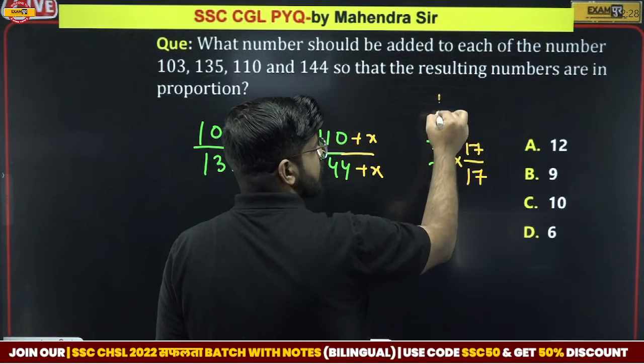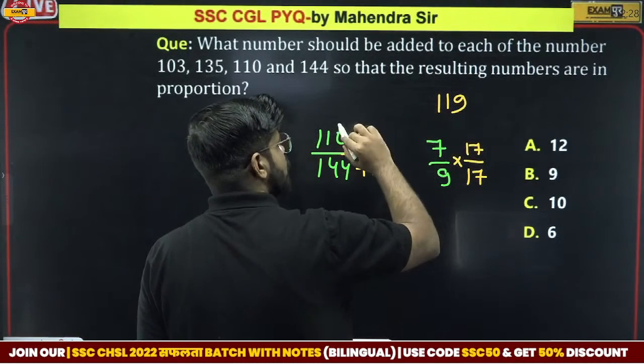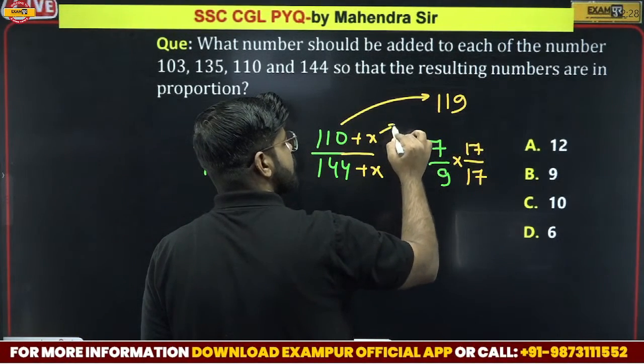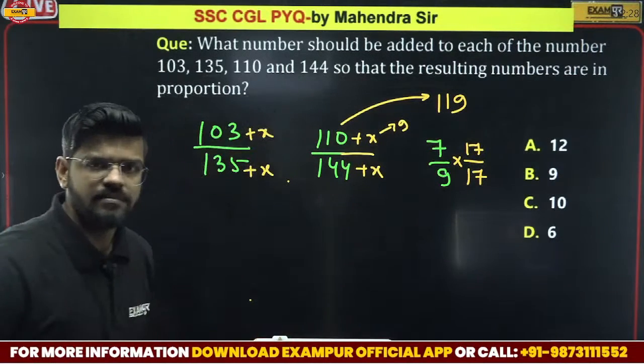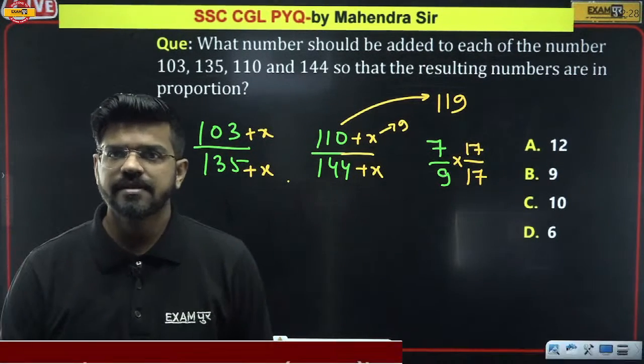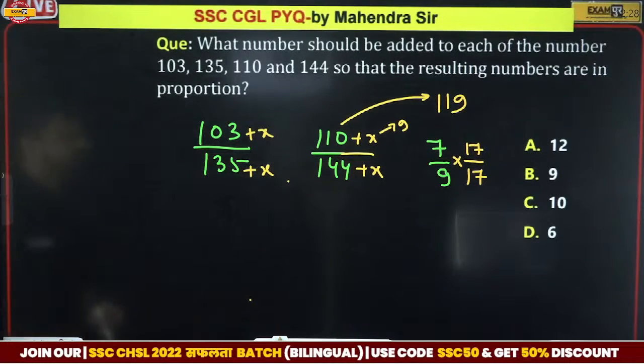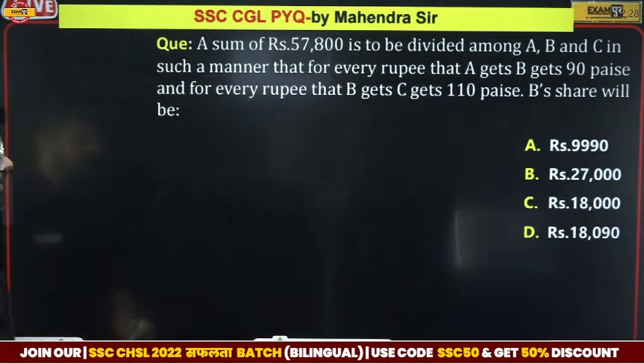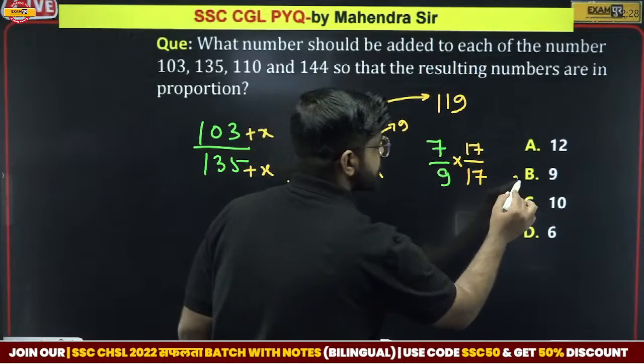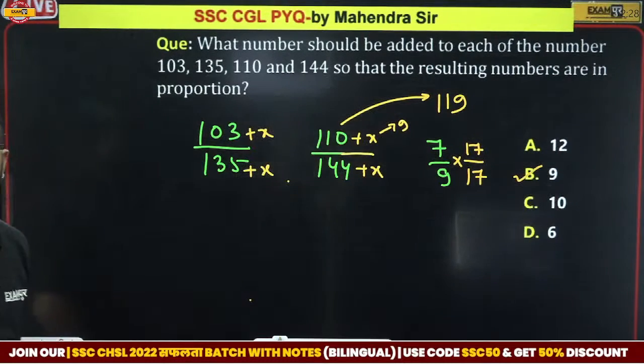70 plus 49, that means 119. Now to make it 119, what can we add? We can add 9. Clear? Is it clear? So this is how you have to calculate. So my answer is what? My answer is 9. Clear?